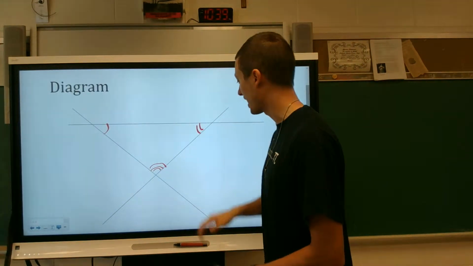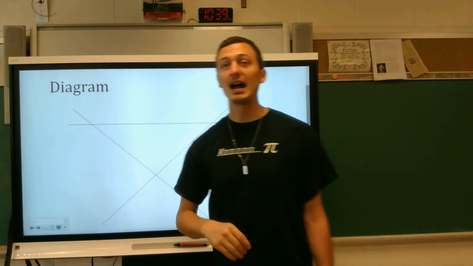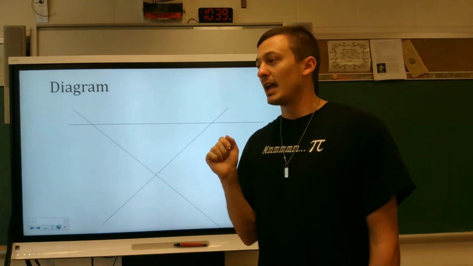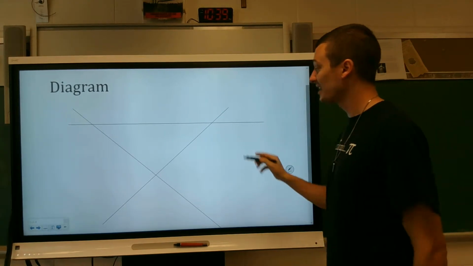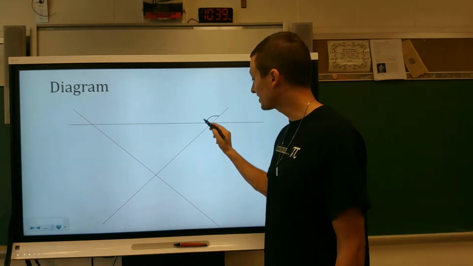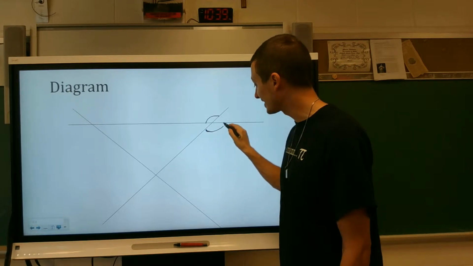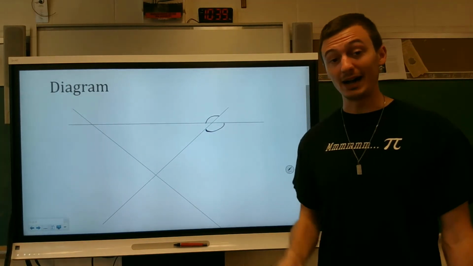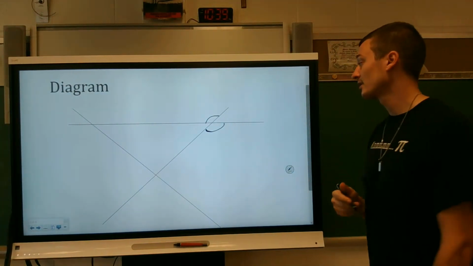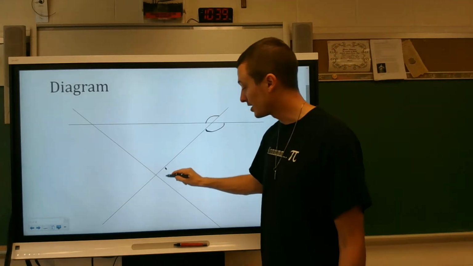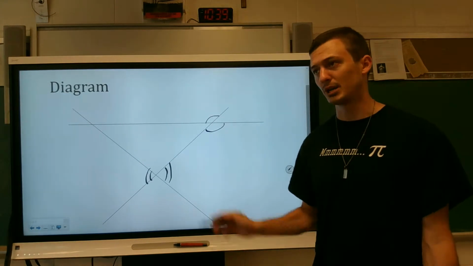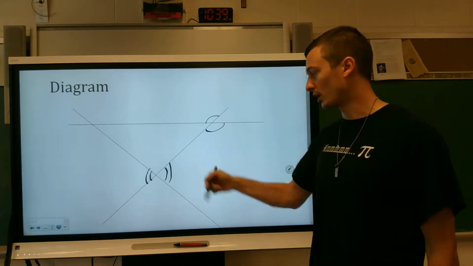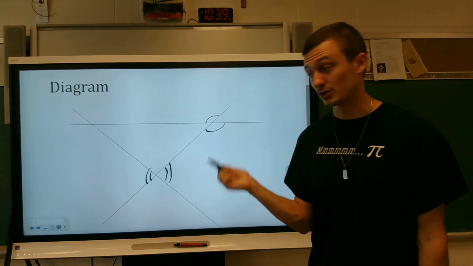The exterior angles are created by extending one of the sides. Now, it does not matter which side you extend, but this is an exterior angle and that's an exterior angle. They're the same thing. Why? Because they're vertical angles. This is an exterior angle and this is an exterior angle. Why? Because they are created by extending one of the sides. They're the same because they're vertical.